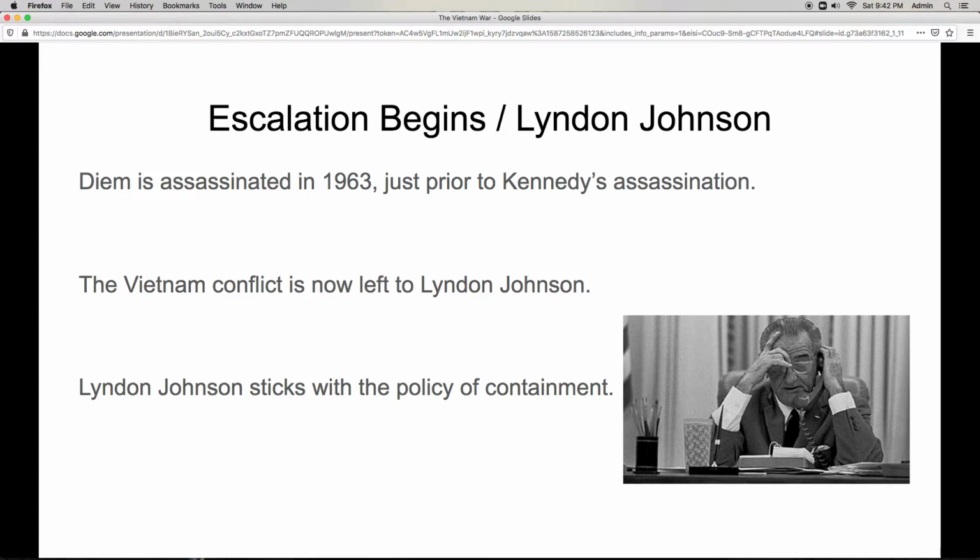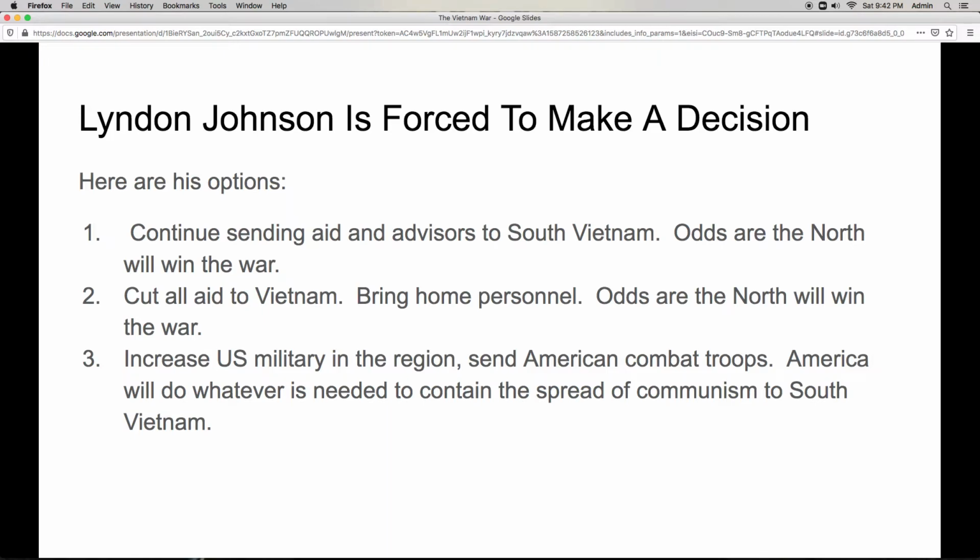Vietnam is now dropped on the new president's lap, and his name is Lyndon Johnson. And he decides that he is going to stick with the rhetoric that the United States is going to do all it can to prevent the spread of communism. So Lyndon Johnson has a couple decisions that he can choose. He's got some choices on how he wants to handle the problem in Vietnam. And here are his decisions.